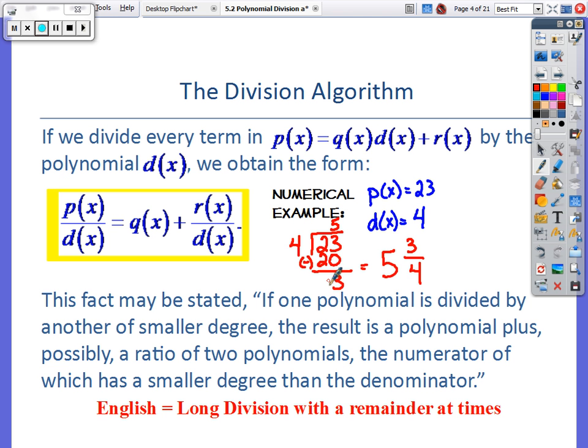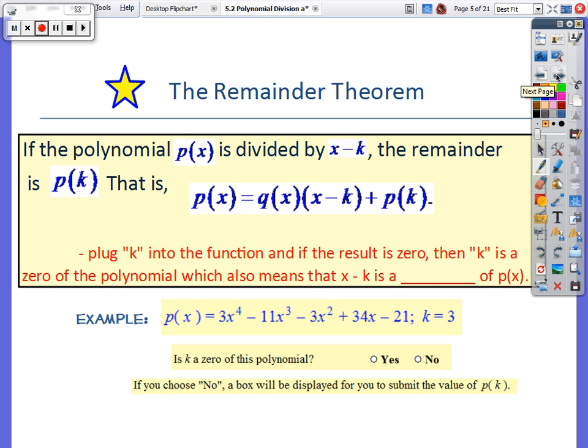And so what we're doing is we're taking one polynomial divided by another one with a smaller degree. And then the result of this is a polynomial plus possibly the addition of a ratio of two other polynomials. In other words, what we have is remainder over divisor. And so in English, this is just simply long division with the possibility of a remainder at times. Okay? So let's go ahead and look at the remainder theorem before we get into long division or synthetic.